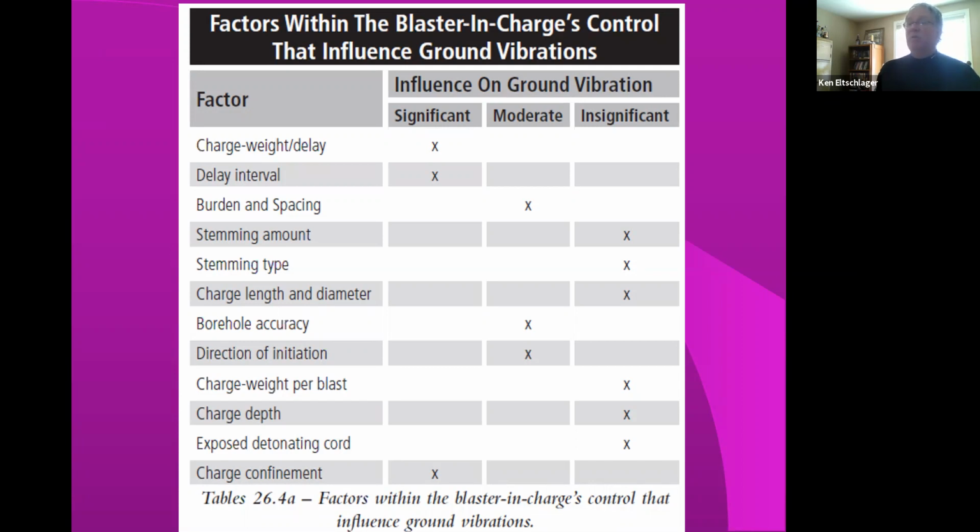Some of the things that are of moderate control, burden and spacing, certainly has a huge impact on confinement. You pull the burden in too much, lower it, and don't change the charge size, then there's going to be radical release of energy out front. Borehole accuracy, direction of initiation. A couple of the other things, like I said, from a direction of initiation standpoint, you can push the vibration stronger in one direction than the other, depending on that initiation sequence. Things that don't have much effect, the stemming amount, the stemming type, charge length and character, charge weight per blast, depth and detonating cord. Probably not many people using detonating cord at this point in time.